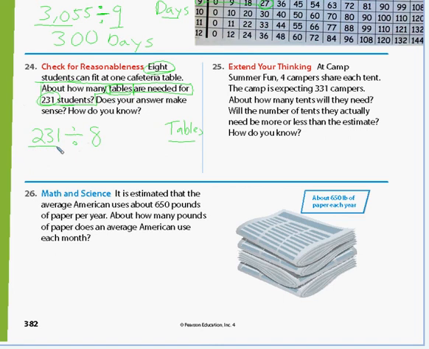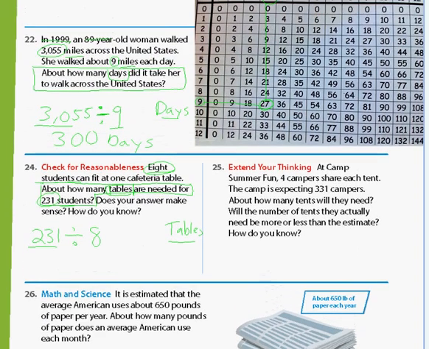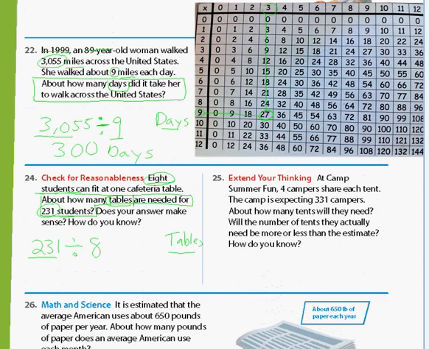So I'm going to look at my multiplication chart. I find 8 is my divisor, and I'm going to try to find a number close to 24, or close to 23, I'm sorry. And that is 24, and that goes 3 times. So I've got 3 right there and 1 place value to take up. So that means it's about 30 tables. It's going to take about 30 tables to seat those 231 students.